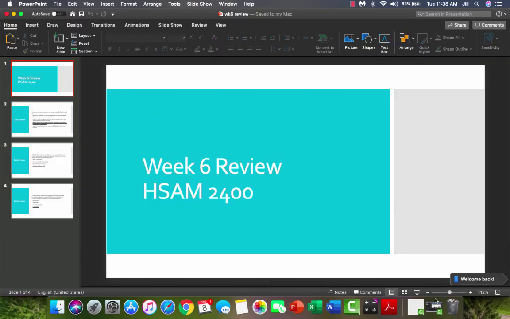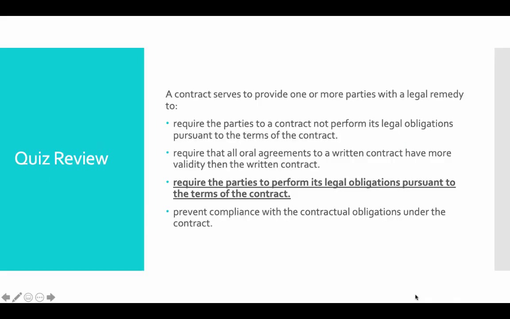So I want to go over a few of the quiz questions from last week. First question was, a contract serves to provide one or more parties with a legal remedy to, and obviously lots of answers here, but our correct answer is require the parties to perform its legal obligations pursuant to the terms of the contract. So generally a contract is a binding agreement between two or more people, and the point of it is really to ensure that the people that are parties to the agreement do what they say they're going to do.